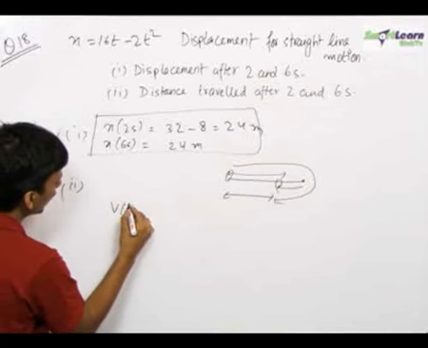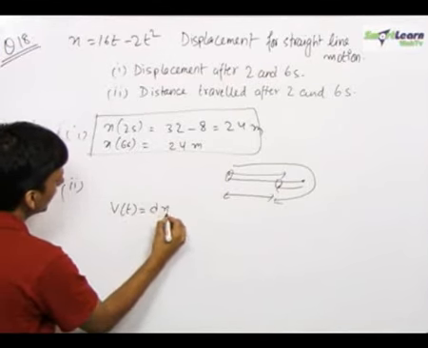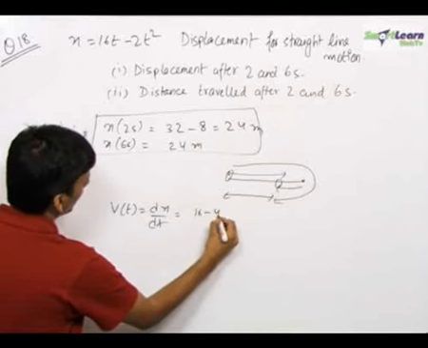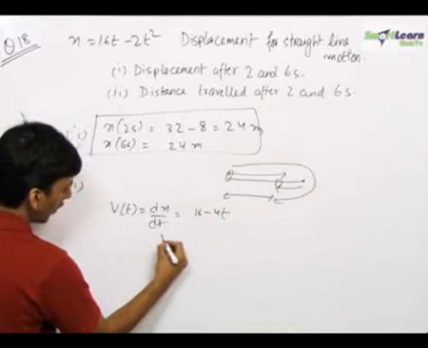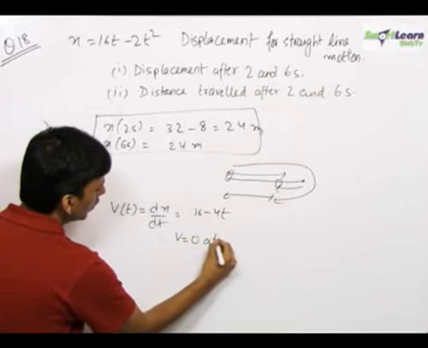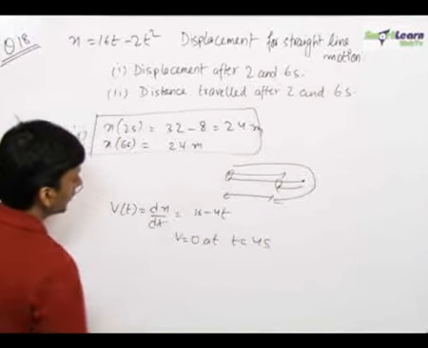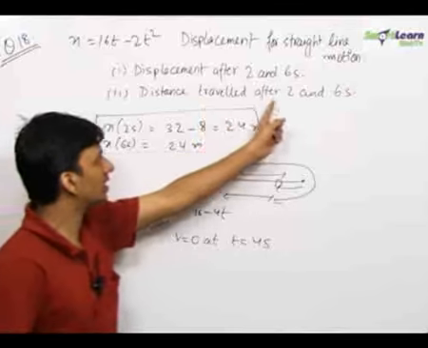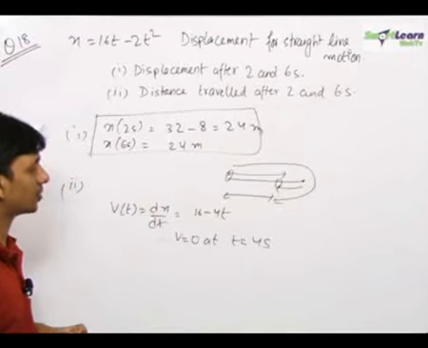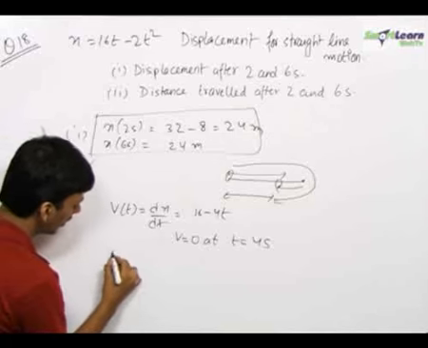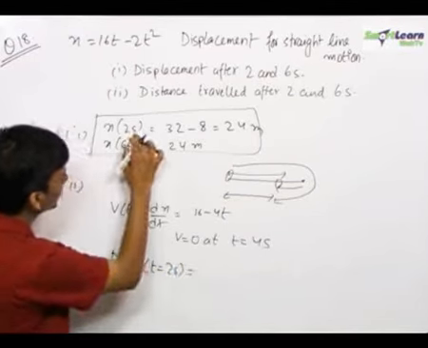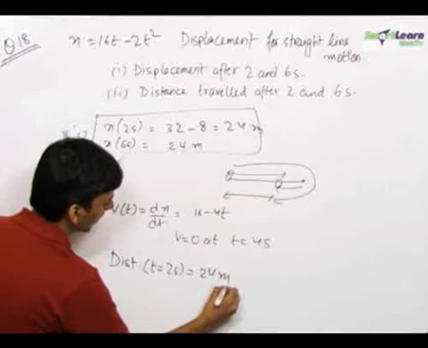To get the equation of velocity as a function of time, we differentiate the displacement equation to get 16 - 4t. Velocity becomes 0 at t = 4 seconds. So for the first part, there is no problem: the distance travelled after 2 seconds will be equal to the displacement after 2 seconds, that is 24 meters.